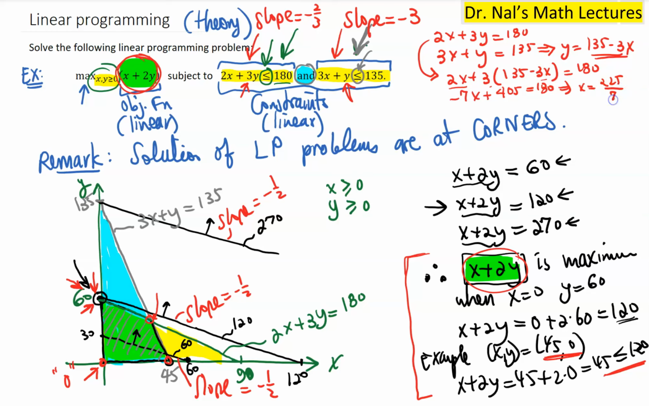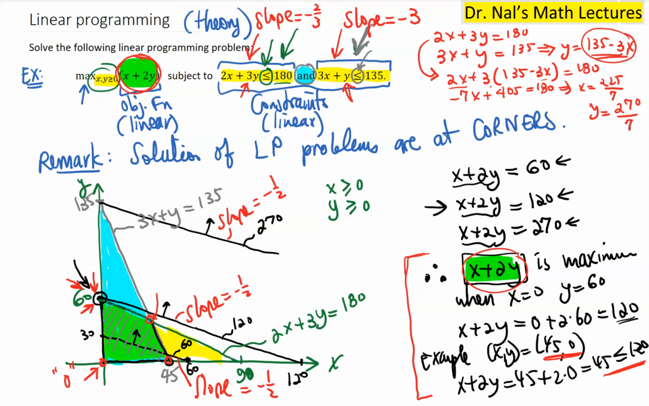So that is the x component, and for the y component, all you do is plug that value into this: 135 minus 3 times 225 over 7. Let me just quickly use a calculator here. Just do the common denominator. 7 times 135 is 945, minus 3 times 225, which is 675. Yes, that would be correct. 945 minus 675 ends up being 270 over 7.